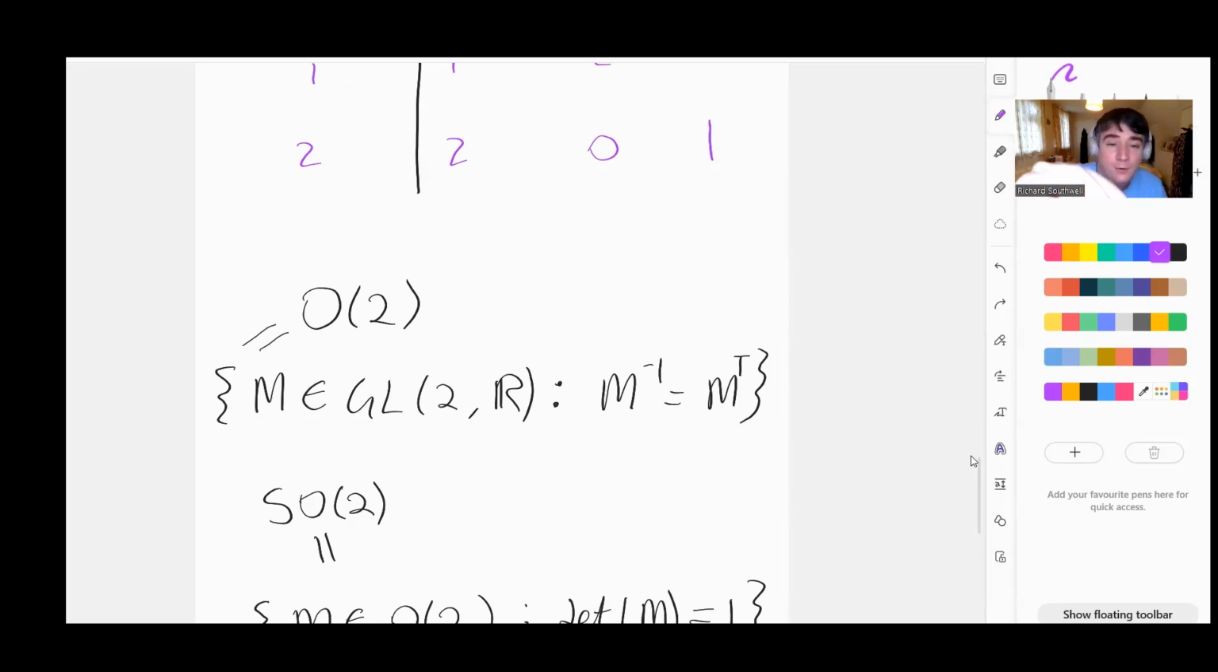So one of them is called the orthogonal group. It's called O2. Now that consists of all of these invertible matrices that have the feature that their inverse is equal to their transpose. Remember, I defined the transpose of a matrix earlier. It's what you get basically by reflecting the matrix across the diagonal line in some sense. So this is called the orthogonal group.